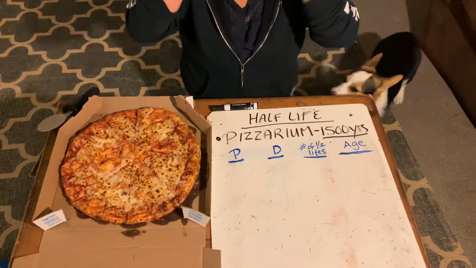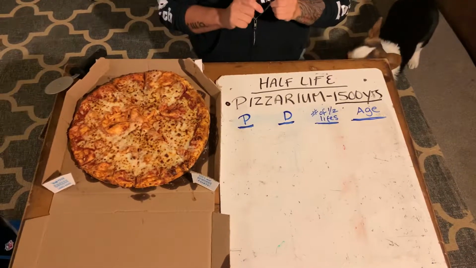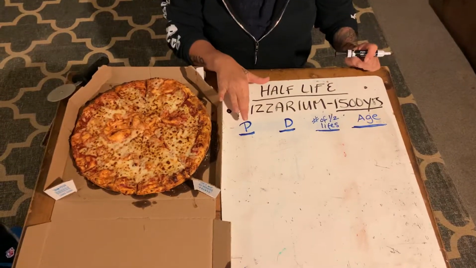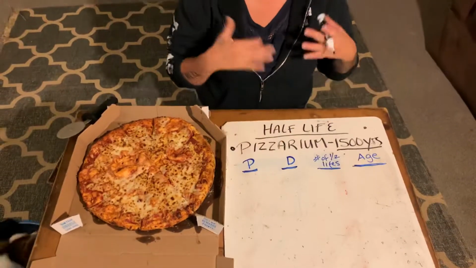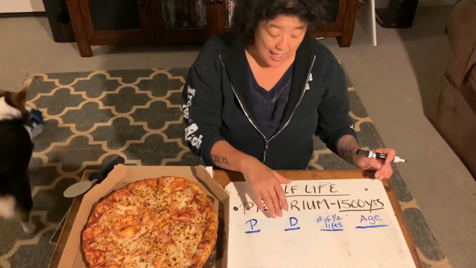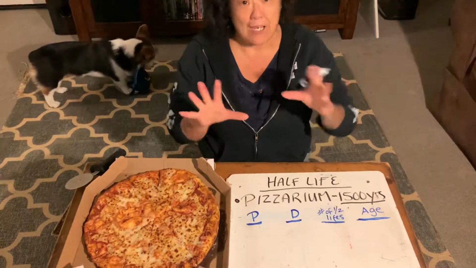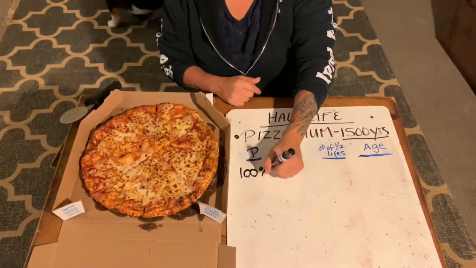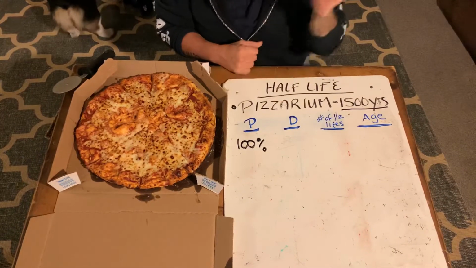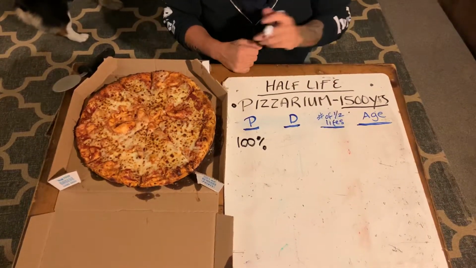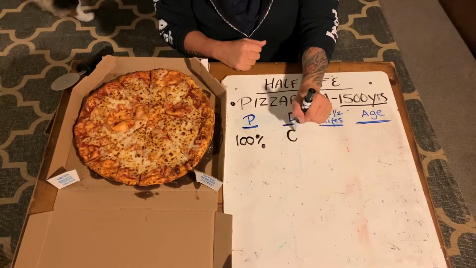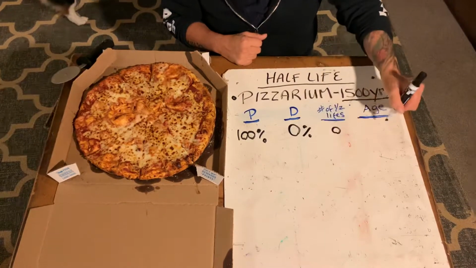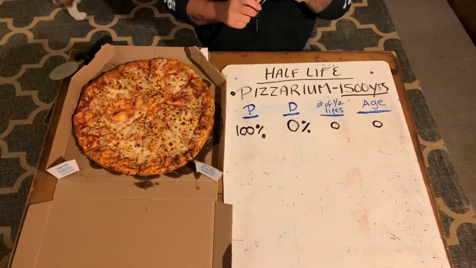So, when you heard the term parent, you heard the term daughter in your modules. Parent means the original element. The daughter is the new element that it's turned into. And so right now with pizza, we have 100% of the parent element, isotope, and 0% of daughter. There have been 0 half-lives, and the age is 0, meaning it's the present.